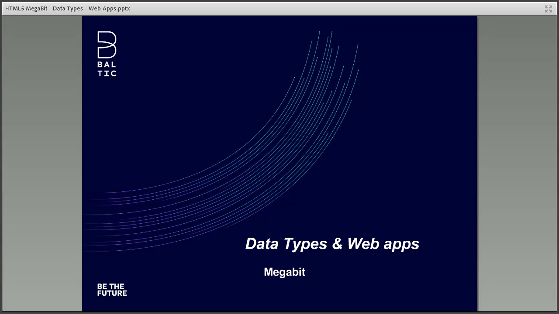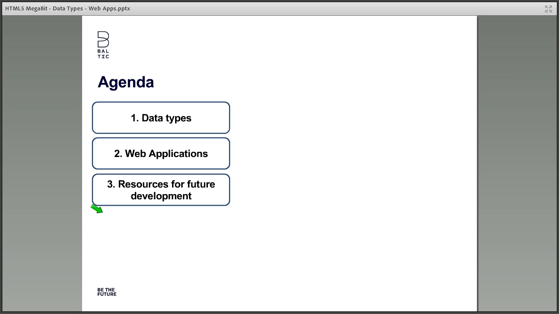So what is the purpose of this video? The aim of this video is to discuss the different data types available and how they work in software development. We will also cover what a web application is, what the benefits are, and also the background of them and what makes them tick.